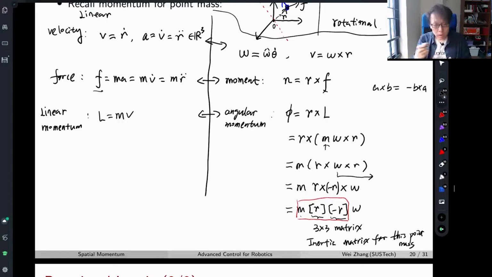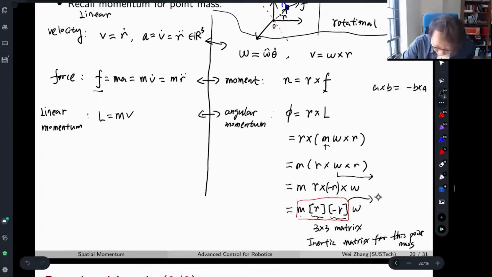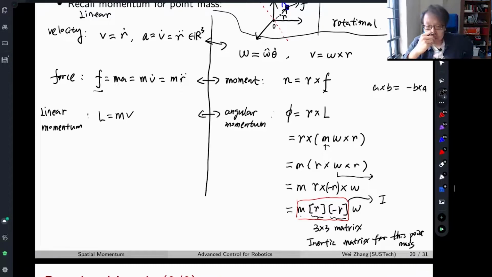It really depends on how you choose your reference frame. We typically use I to denote this inertia matrix. So a point mass also has an inertia matrix in R3. That's what I want to emphasize.